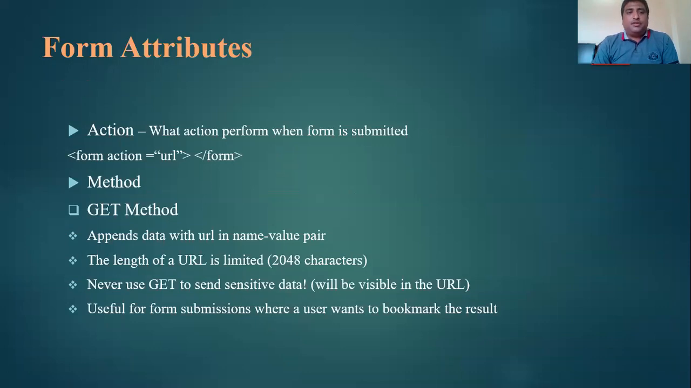Method, to send data to the server, we use different methods. First one is the get method. Whatever data we send, if we are using get method, then it will appear in a URL. So appends the data with URL in name and value pair. The length of URL is limited to 2048 characters. It's a limitation of get method. We can send data up to 2048 characters. We never use get method for the sensitive data like password, and useful for form submission where that is we can use for the bookmark.